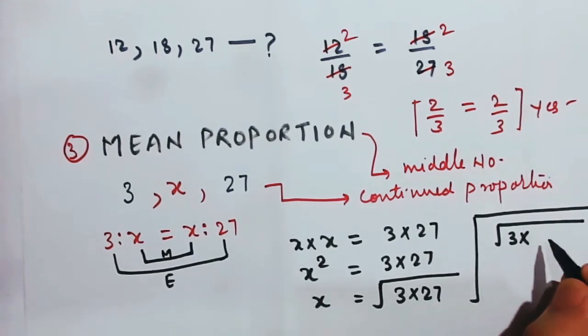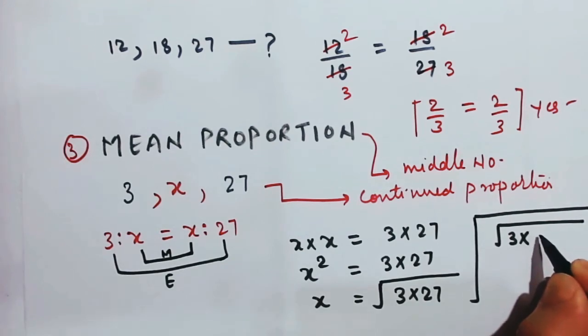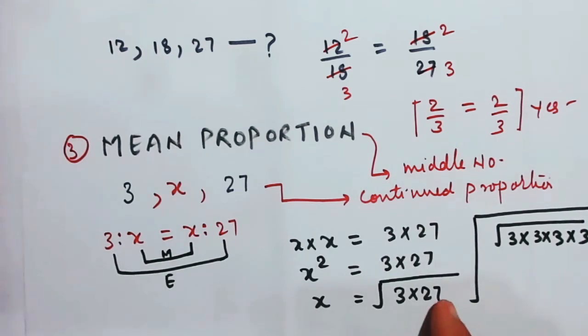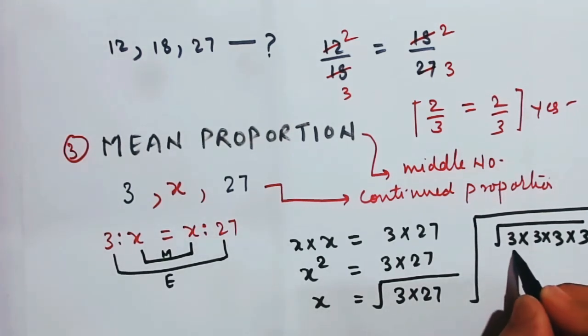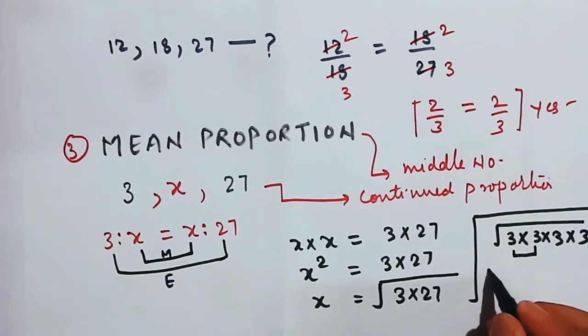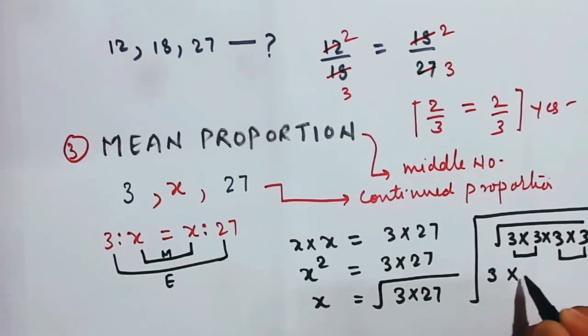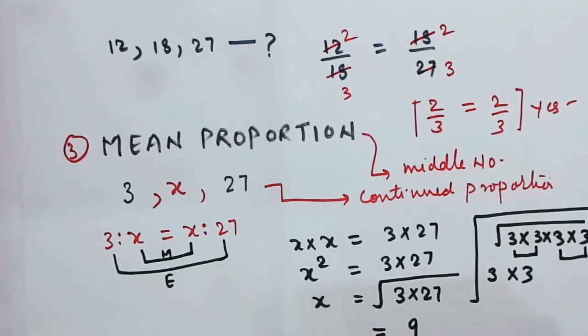How can you break this 27? 3 times 3 times 3. I have broken this 3 into 27 as 3 times 3 times 3. Now for every two of the common numbers we will take one 3, and for again these two numbers I will take one 3. Therefore my answer will be 3 3s are 9. I hope you have understood this.